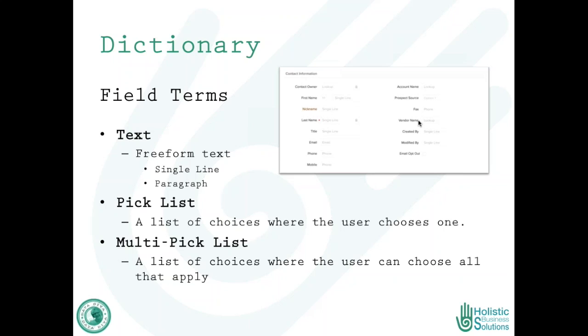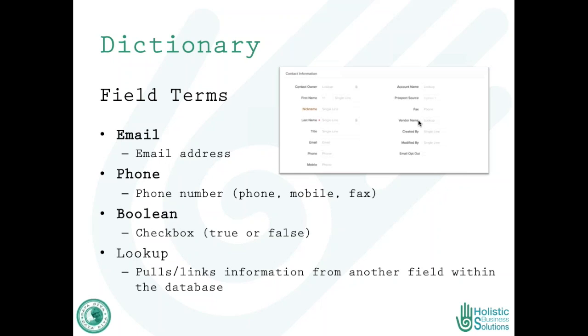Whereas a multi-pick list is considered a check all that apply. Email address is just that. It's an email address. A phone number will contain digits and dashes or symbols, such as phone, mobile, or fax. A Boolean is a checkbox. If it's checked, it's true. If it's not checked, it's false. And a lookup field. This pulls or links information from another field within the database. So this allows you to cross-reference.